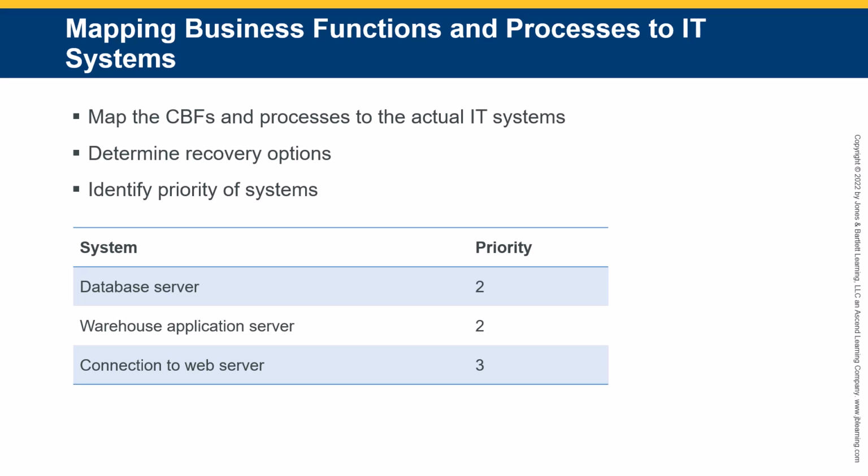Mapping the functions and IT processes, literally you would rank the systems, provide them a priority. Determine the recovery options, identify priority of the systems. That way every single key system has a priority.